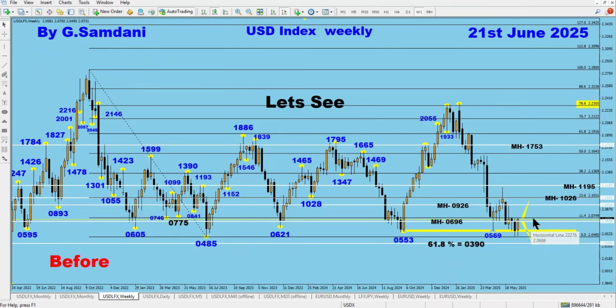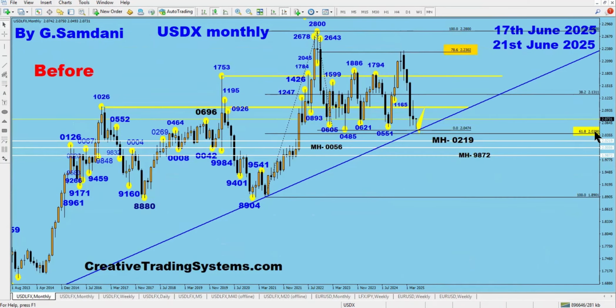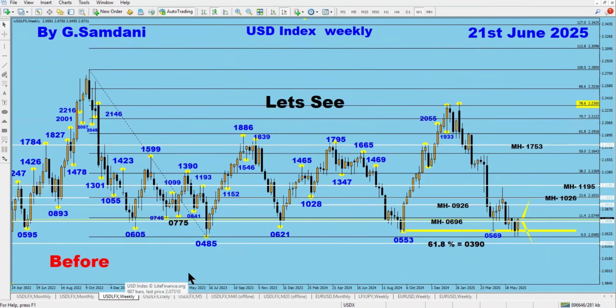But if the market opens up and you see that it is dropping again, then it can very easily come down here to the 61% fib. Actually, not weekly, this is a monthly chart fib right there. So see 0390. That is what I'm looking at, this white line, 0390. So it can drop here.